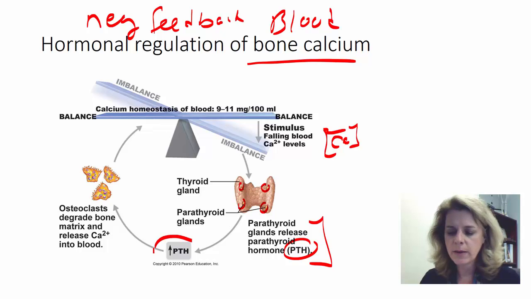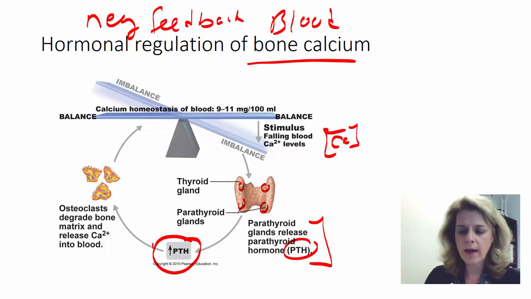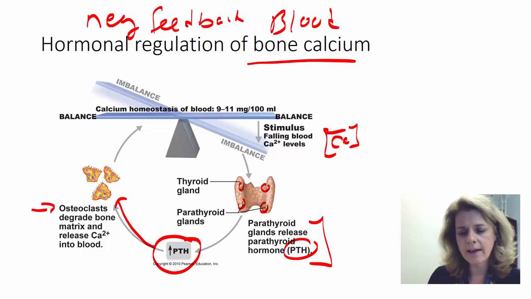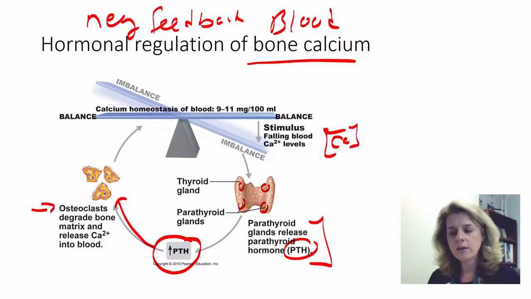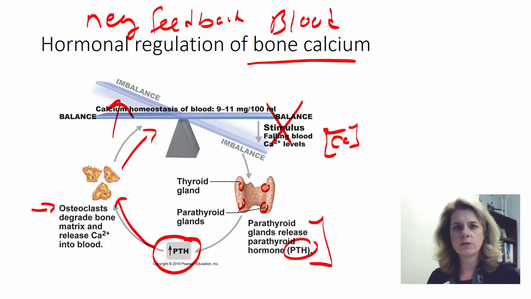the parathyroid releases parathyroid hormone into the blood. Okay, so remember, hormones go into the blood, the endocrine organs, and that parathyroid hormone actually goes out to the bone and causes osteoclasts, those bone breaker downers, to degrade the bone, to dissolve it. And that allows calcium to be released into the blood, raising the calcium level. That will shut off the original stimulus if the calcium level goes back up.